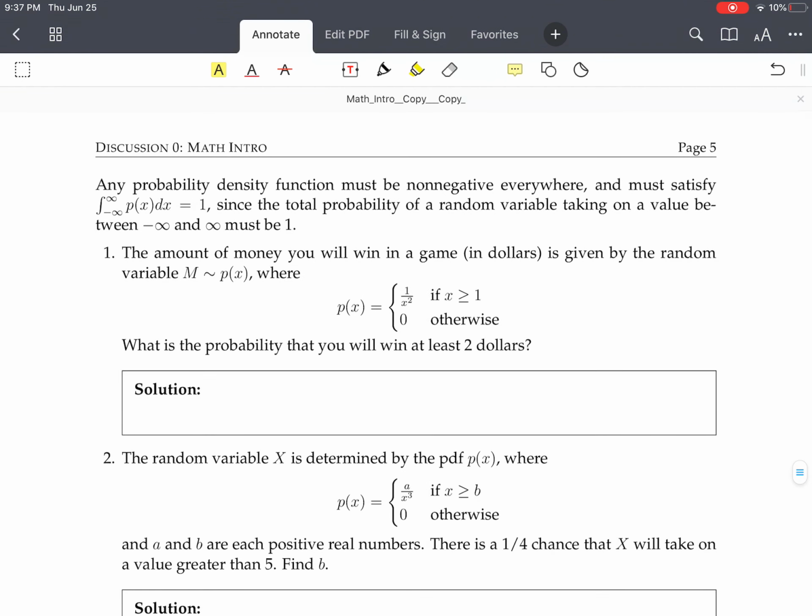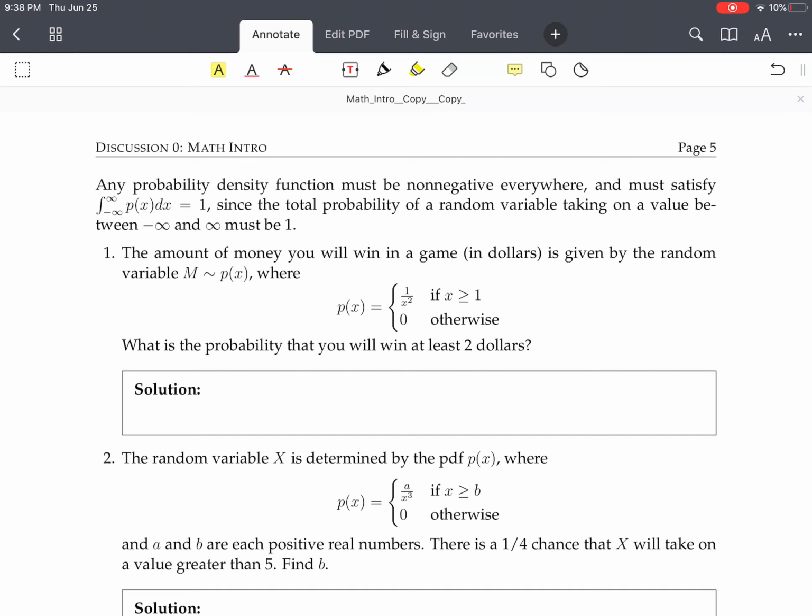So the amount of money you'll win in a game is given by a random variable m, which is, this symbol means it's drawn from the probability density function p of x. And we're given p of x, so it's 1 over x squared if x is greater than 1 and 0 otherwise. So we want the probability that you will win at least $2.